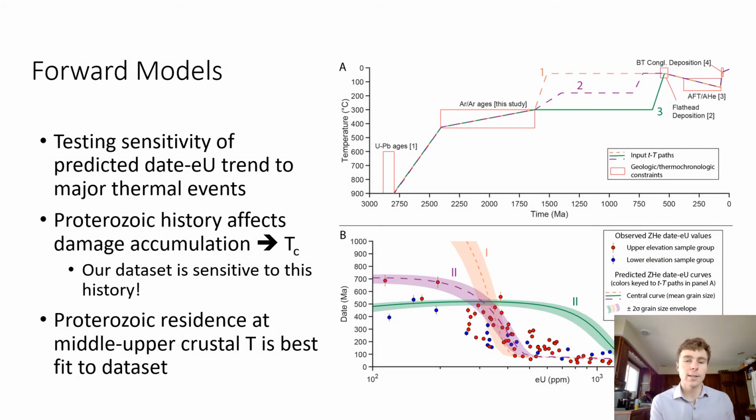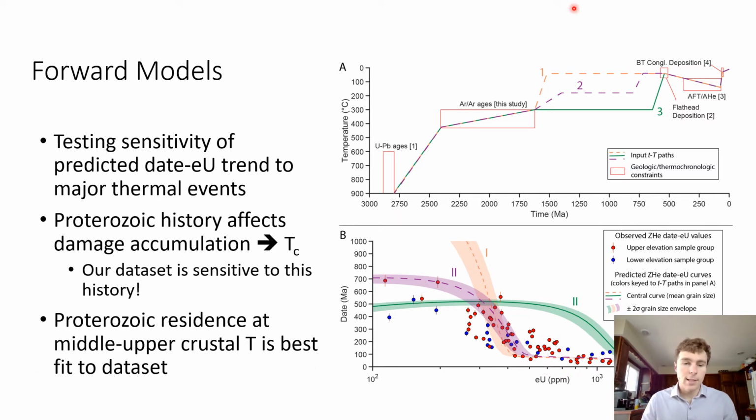We conduct a series of forward models to test the sensitivity of the predicted date-eU trend to major thermal events in the past. In this technique, we plug in a hypothetical time-temperature history that the rocks would have experienced, and then we generate a predicted date-eU correlation, shown here. We examine the fit of the predicted date-eU correlation to our observed data.